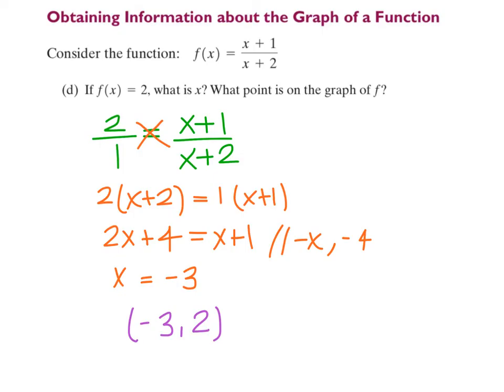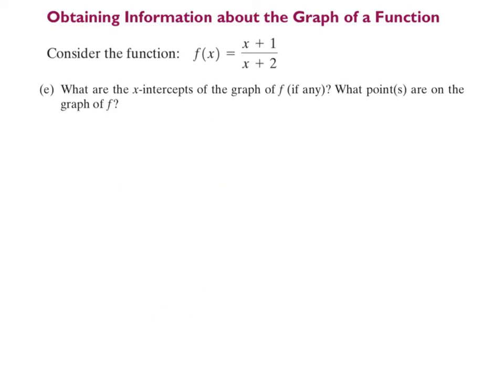So you can do whatever you like. So when I do that, I'm going to do 2 times x plus 2 and 1 times x plus 1, and then distribute the 2, and so on. And then I prefer to move my x over here and my 4 over here, so subtract x from both sides, subtract 4 from both sides, and I get x is equal to -3. So that tells me there's only one point on my graph where y equals 2, which is great. So that coordinate pair is going to be (-3, 2).